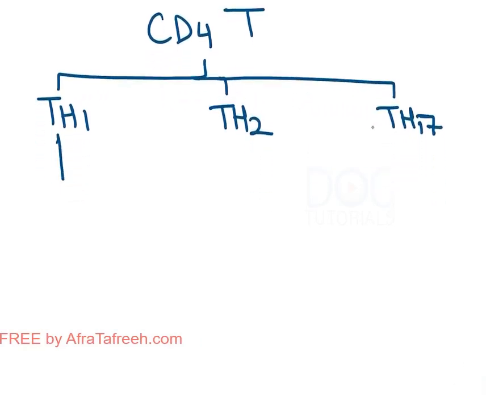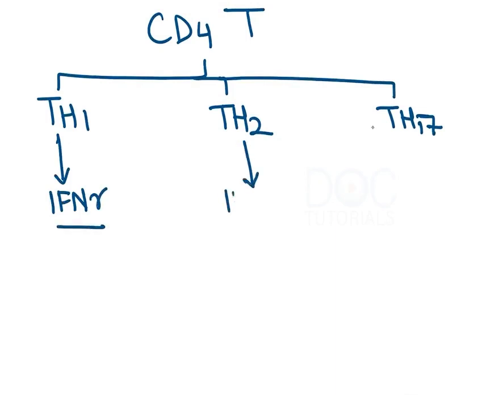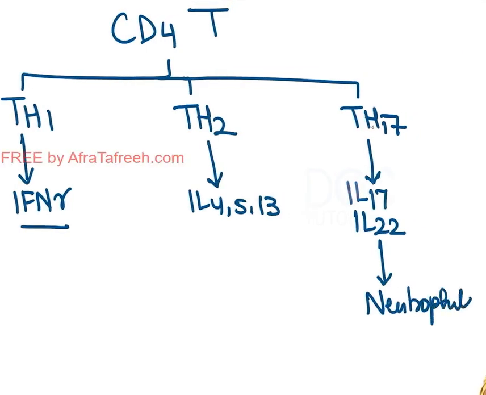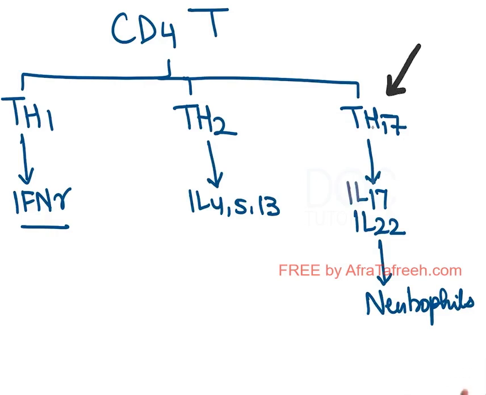Okay, so interferon gamma was the function of Th1. Interleukin 4, 5 and 13 was the function of Th2, and interleukin 17 and interleukin 22 are produced by Th17, and this activates neutrophils. Now neutrophils go and attack whatever is needed. So excessive activation of Th17 will lead to excessive neutrophil activation. Do you know in which disease this is activated? Inflammatory bowel disease, especially ulcerative colitis.